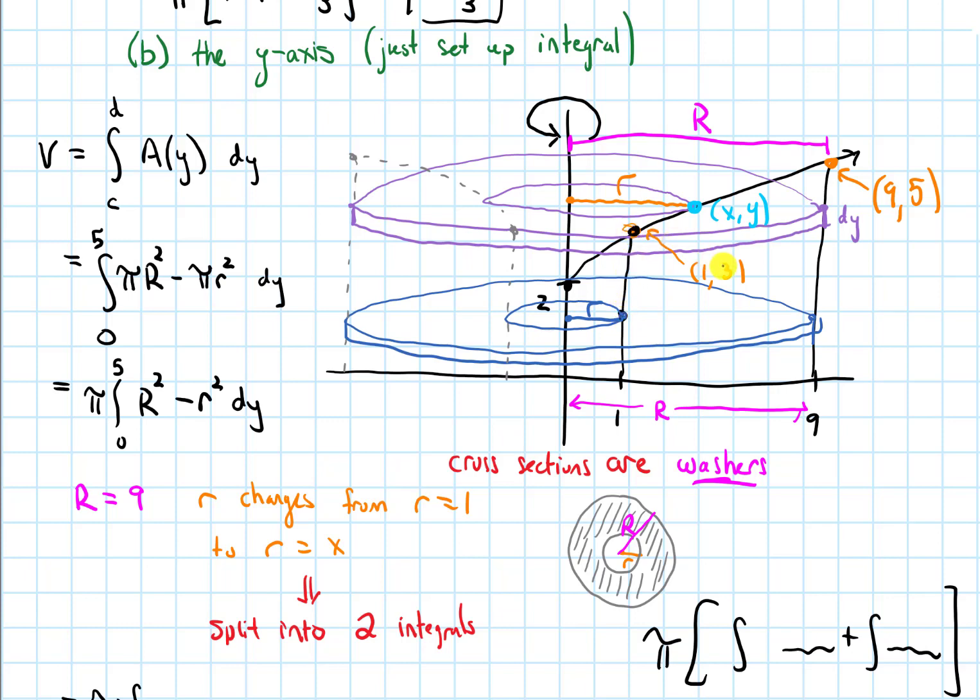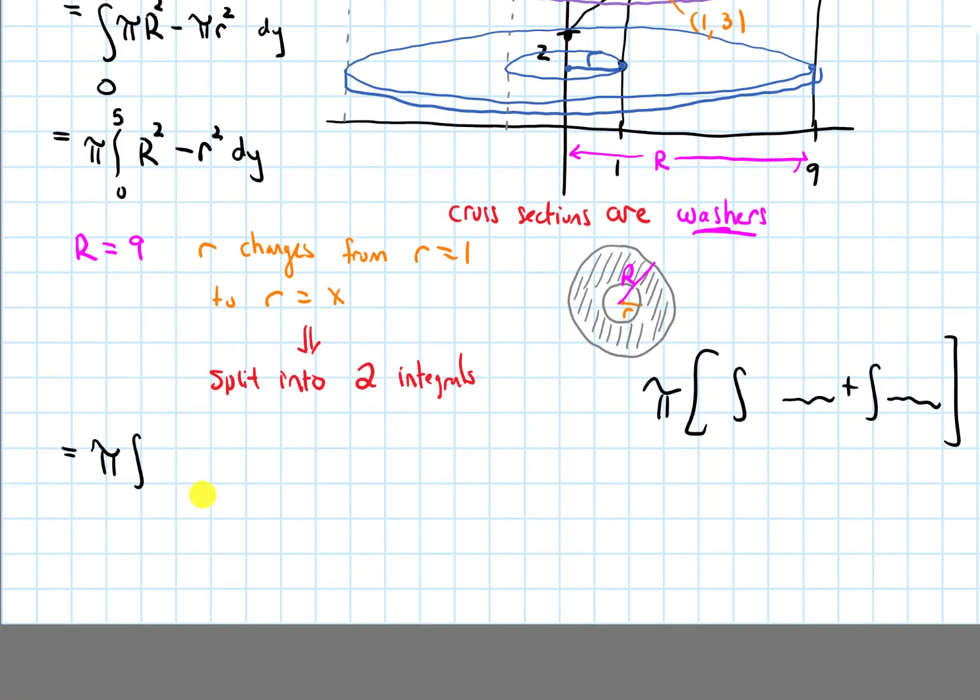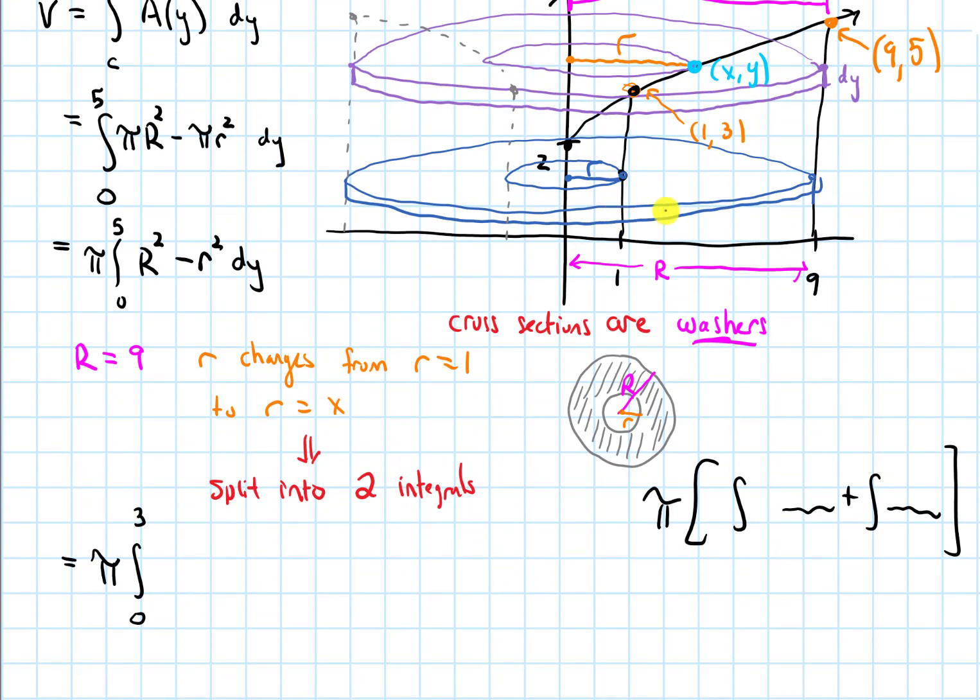And at that point, the y coordinate is 3. So from 0 down here to 3 up here, we get 1 value of little r. So on that interval, my big R is 9. We get 9 squared. And then minus my little r is 1. We'll get 1 squared dy. Okay, so this is big R squared, and this is little r squared. Okay, and then we'll get plus.